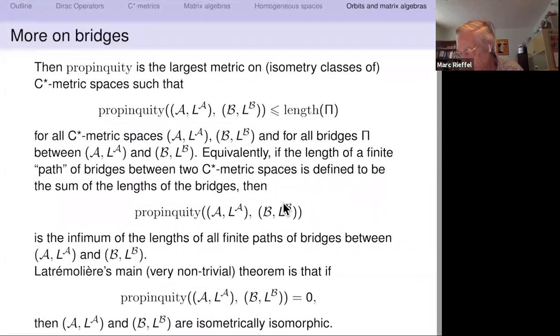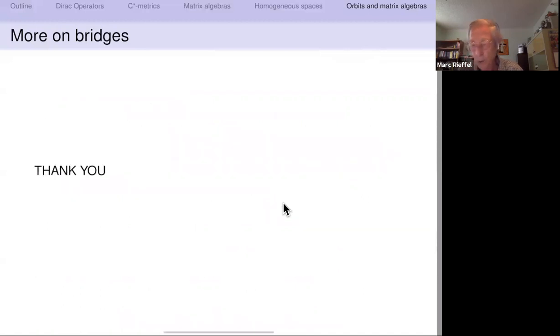So Rieffel's main theorem, a very non-trivial theorem, is that if the propinquity between two of these C-star metric spaces is 0, then the metric spaces are isometrically isomorphic, in a suitable sense, with a fairly simple definition of isometric in terms of the semi-norms giving the metrics. And I should stop at that point. Thank you.